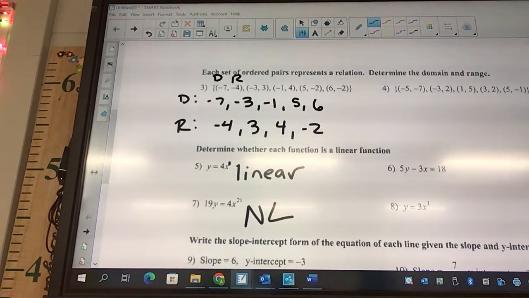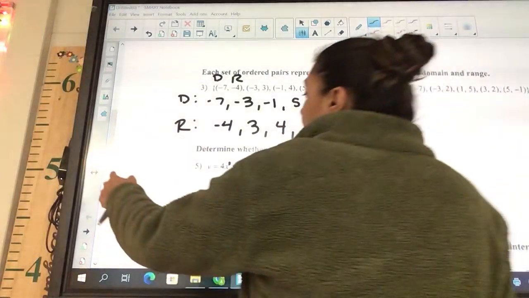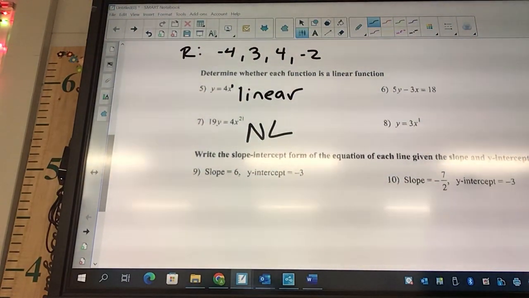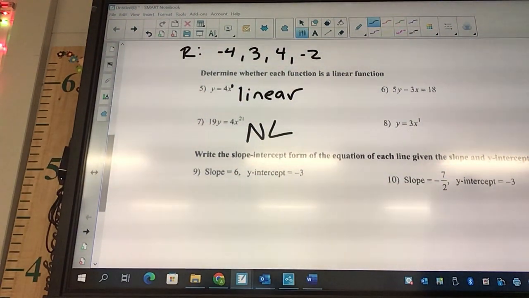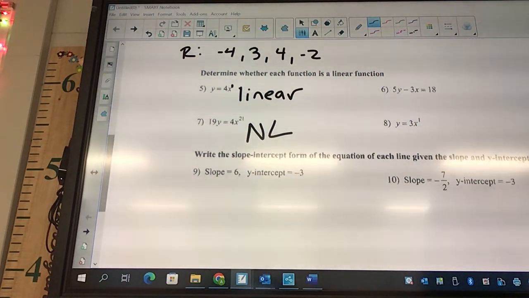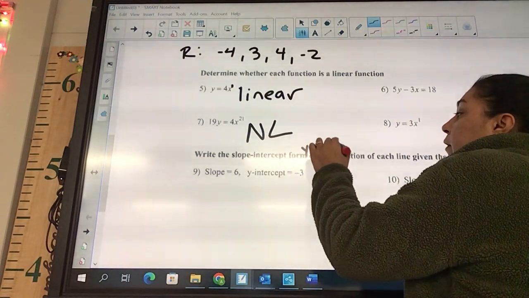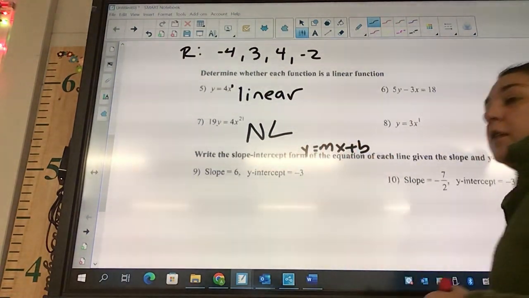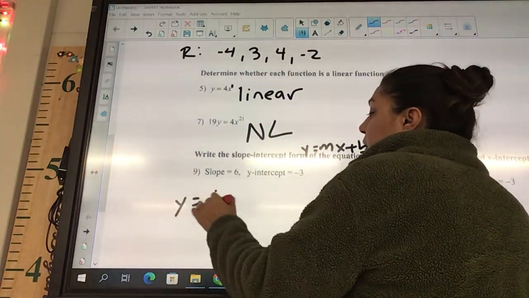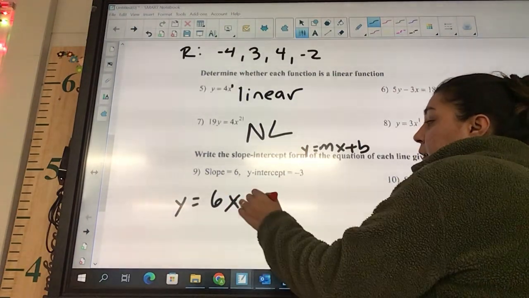Number 9 says write the slope-intercept form of the equation of the line given the slope and the y-intercept. What's slope-intercept form? You remember? It's y equals mx plus b. What does m stand for? The slope. So it's going to be y equals 6x. What's our b? -3.